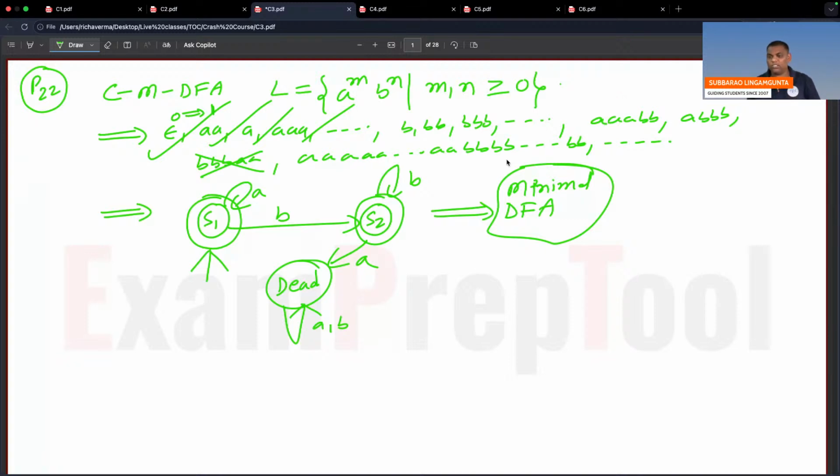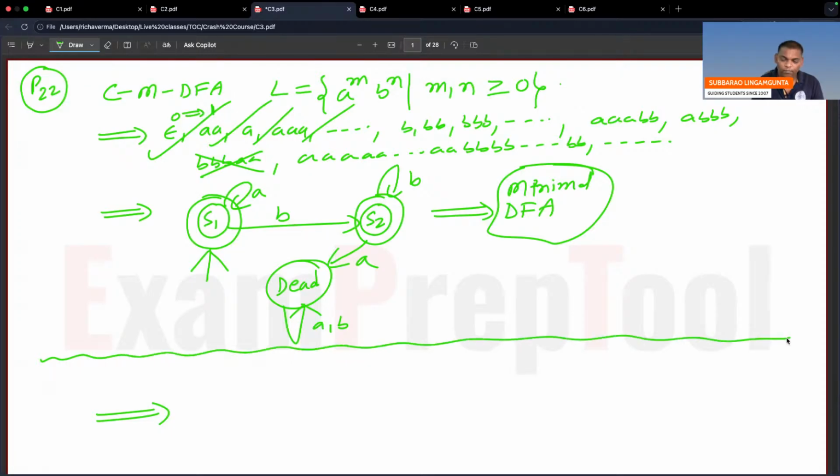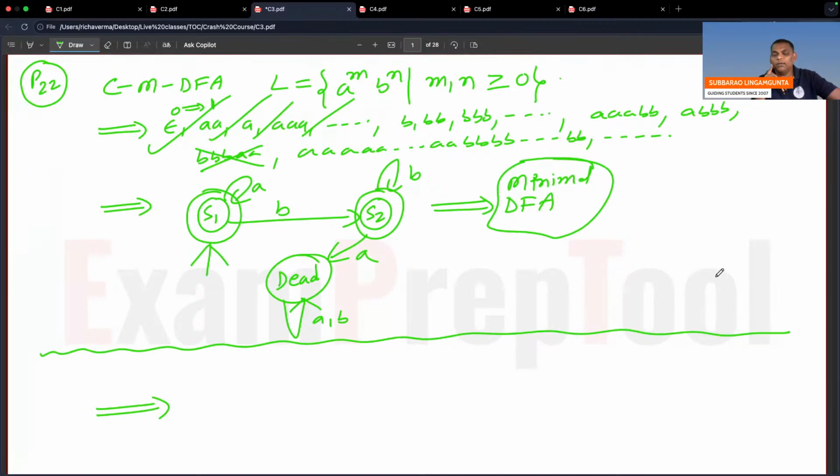Now listen, one interesting story. Everyone listen. Minimal DFA creation, everyone knows there is some difficulty, because I have done it many times, I got clarity. Some people have doubts about how to construct a minimal DFA, because it is a little difficult. So what some people will do is something like this.